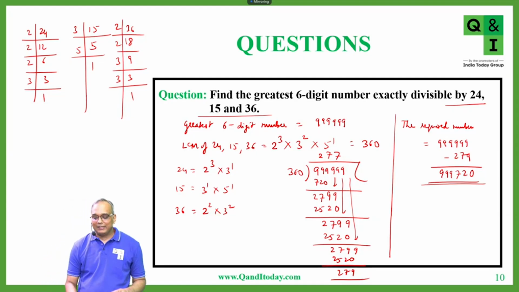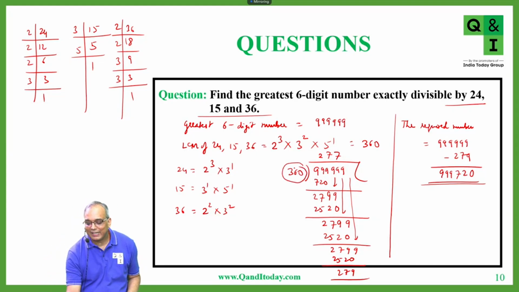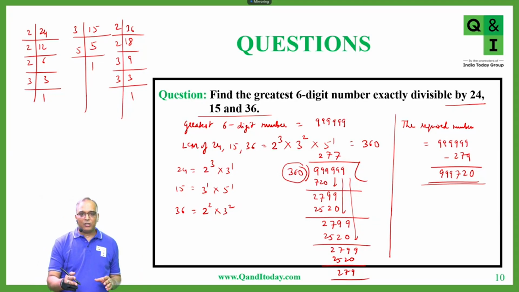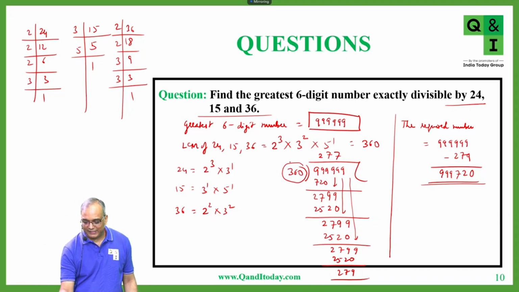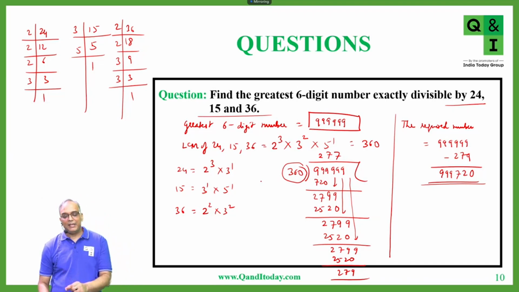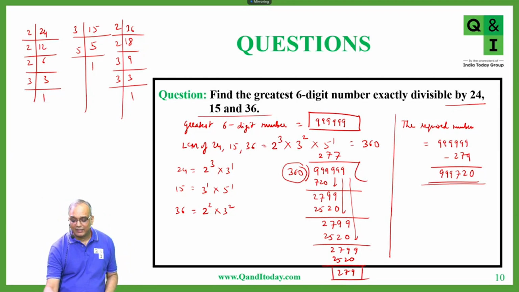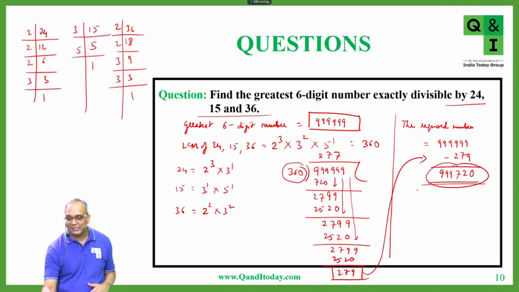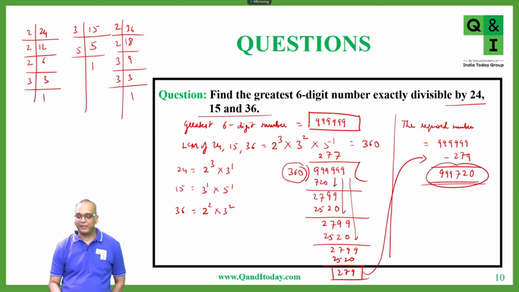What we have done is, because the LCM is the least common multiple, it is the least number which when divided by 24, 15, and 36 gives you 0 as remainder, which is exactly divisible. So we have divided the greatest 6-digit number by the LCM, and the remainder which we got, that is 279, we have subtracted from the greatest 6-digit number to get a number which is exactly divisible. So this number is exactly divisible by 24, 15, and 36.